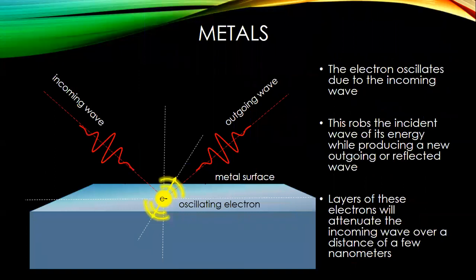And again, here's just another view of this going on: the oscillating electron vibrating back and forth, and the incoming wave inducing these vibrations, which create an outgoing wave.